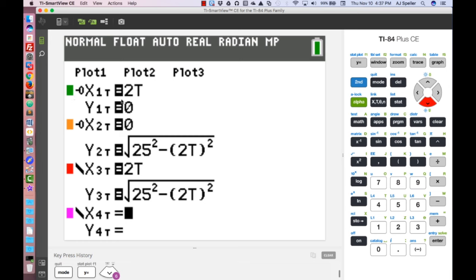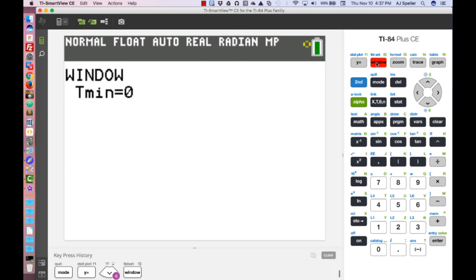Here, the green represents the position of the foot of the ladder at a particular point in time. The orange represents the top of the ladder at a particular point in time, and then the red is where I put the foot of the ladder and the top of the ladder together, so we can see that modeled with a red curve. Next, we want to check the window.